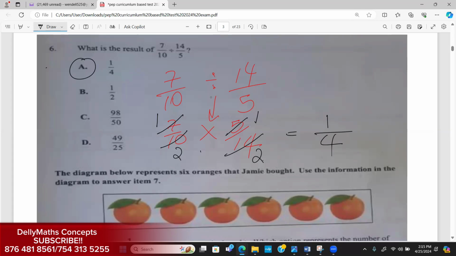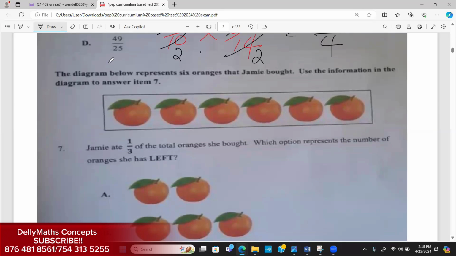What I meant to say is 1/4. All right, so there it is. 1/4 is the answer. All right, let's keep going.